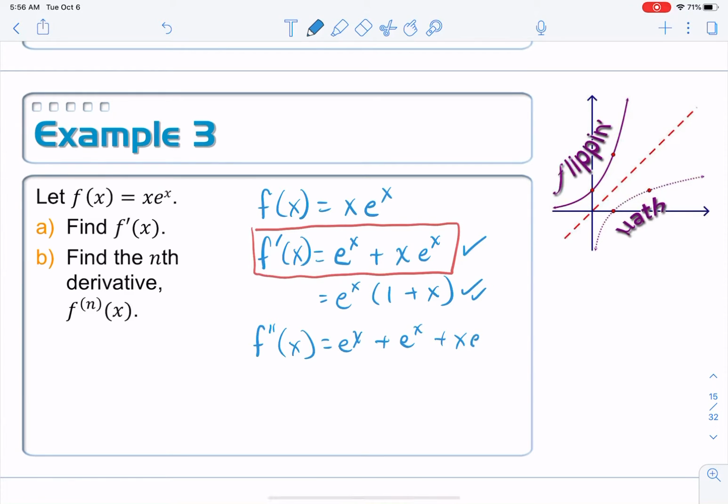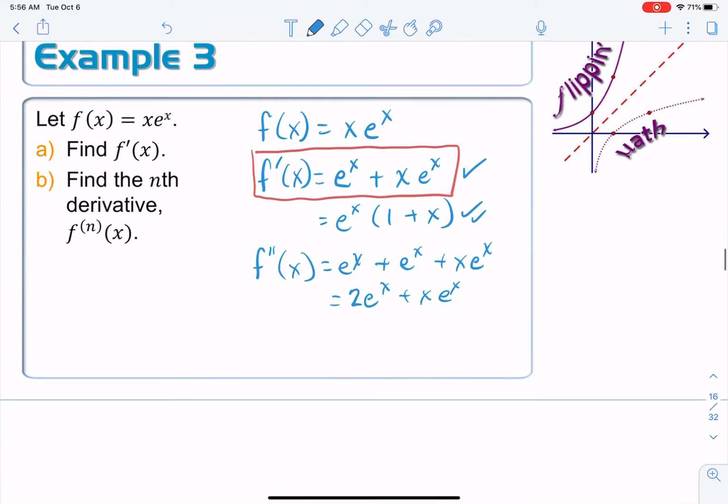x e to the x. All right, and then combining these up, I have 2e to the x plus x e to the x. And then maybe factor out again. All right, so I have an e to the x I can factor out, and this time I have a 2 plus x. Okay, so either one of those. Let's keep going.